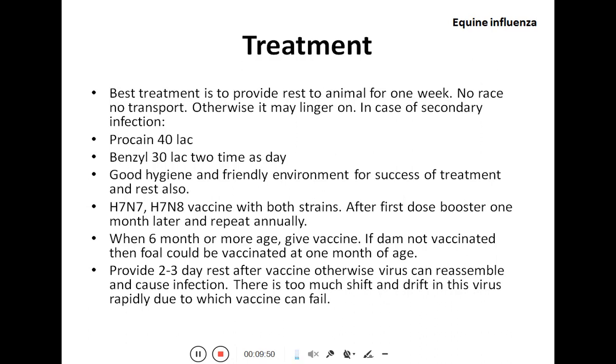The H7N7 and H3N8 vaccine with both strains should be given to the animals. After the first dose, a booster is given 1 month later, and then it is repeated annually. At 6 months or more of age, give the first shot of the vaccine, and if the dam is not vaccinated, then the foal could be vaccinated at 1 month of age, and provide 2 to 3 days rest after the vaccine. Otherwise the virus can resemble and cause infection in the animal. There is too much shift and drift in the virus rapidly, due to which the vaccine can fail.